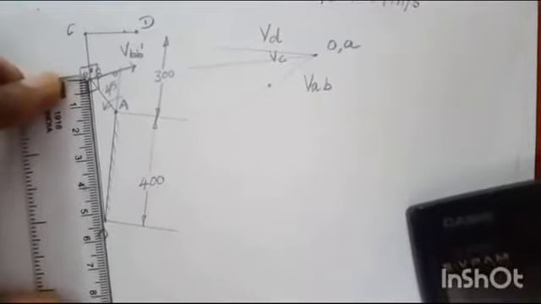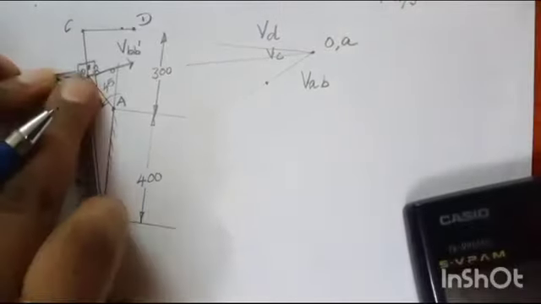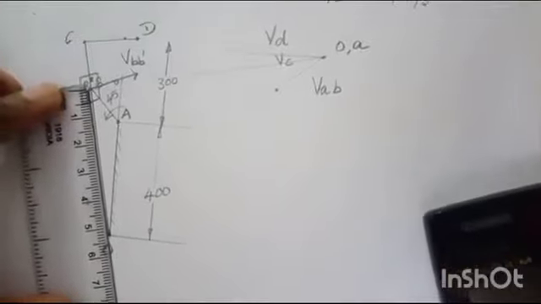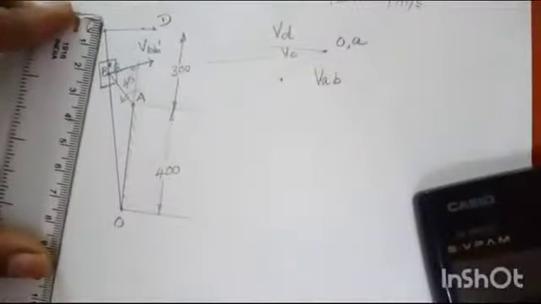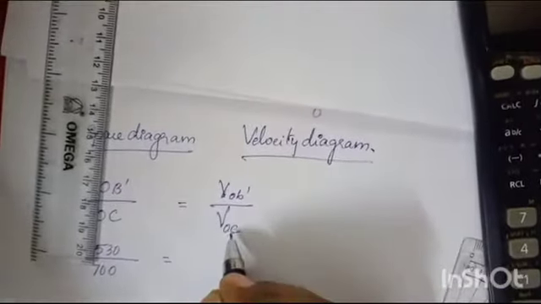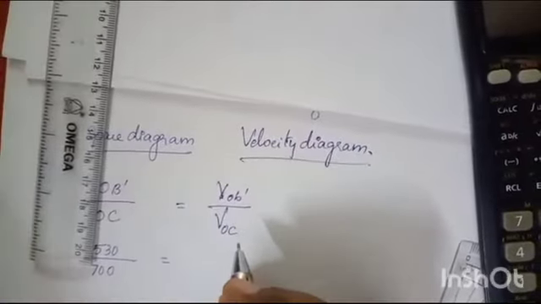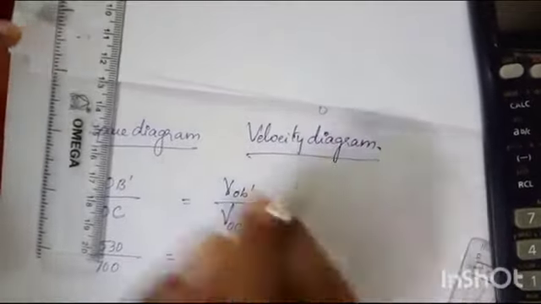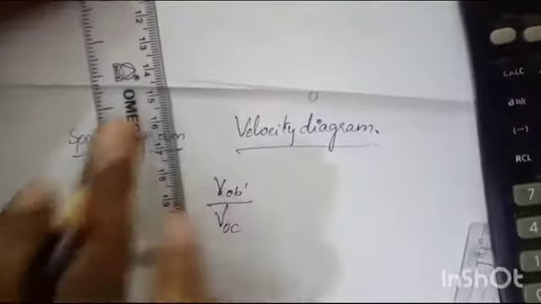OB dash nearly comes to 530, where the crank is connected with the slotter. That point is your B dash point. So I am taking this 530 as it is, and this OC also has 700. You can take meters or millimeters because it is a ratio, it becomes constant. Now VOB dash I don't know, VOC also. So how can I calculate VOB dash? Oh, okay, sorry. I told you that VOB dash you need to calculate from the velocity diagram.